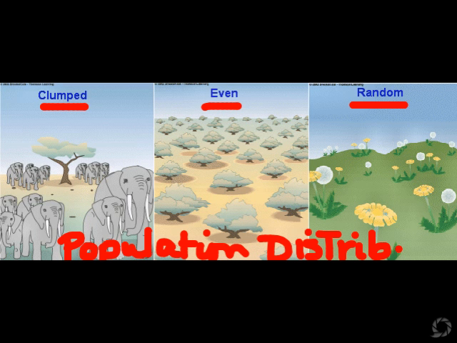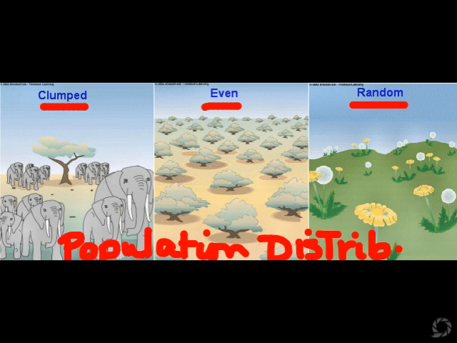And we see three major different kinds of population distributions. A clumped distribution, which we see represented here by the elephants. An even distribution, which we see represented by these creosote trees. And a random distribution, represented here by dandelion plants. Let's look at the clumped distribution first.